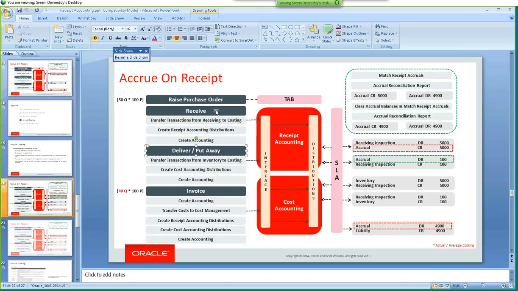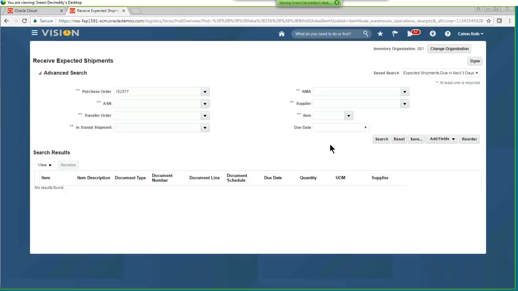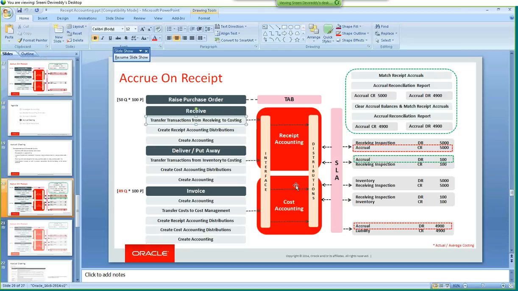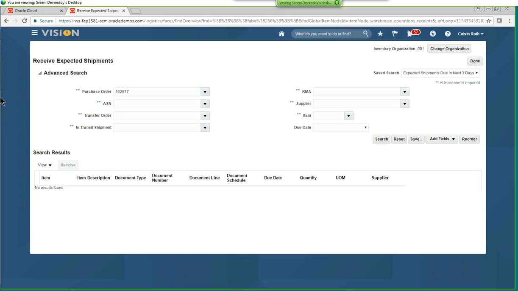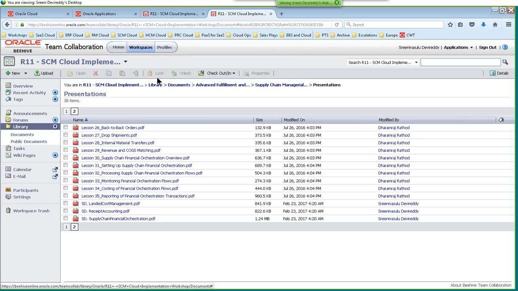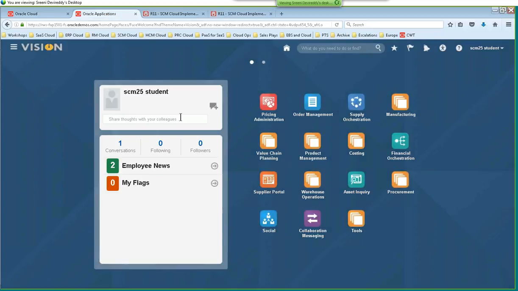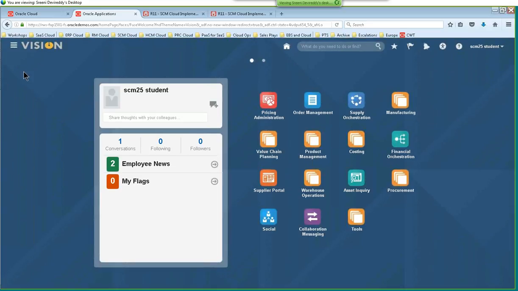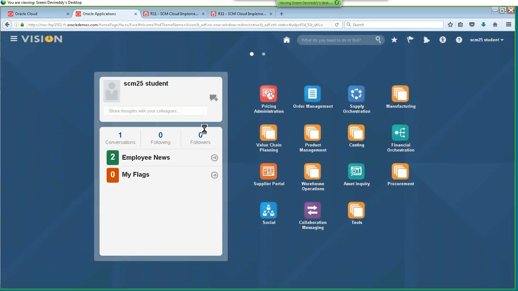But as I said, we'll be focusing on the receiving accounting and not really on the delivery accounting or the cost accounting, which you're going to see later. We'll focus on receiving accounting and invoicing and see how the reconciliation is done. Okay, so the receiving is done. Now what should I do? My next step is to run this program, Transfer Transactions from Receiving to Costing. So let's go to the other user. Let me take this off just to get some space and run the job.